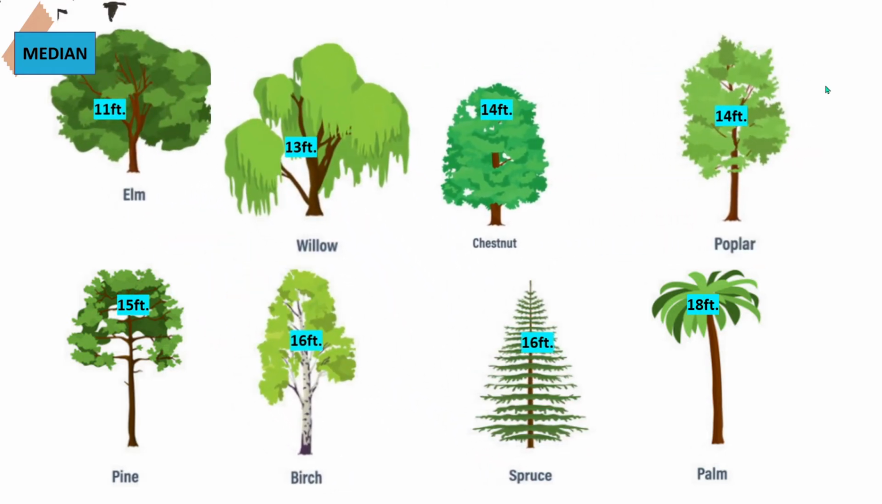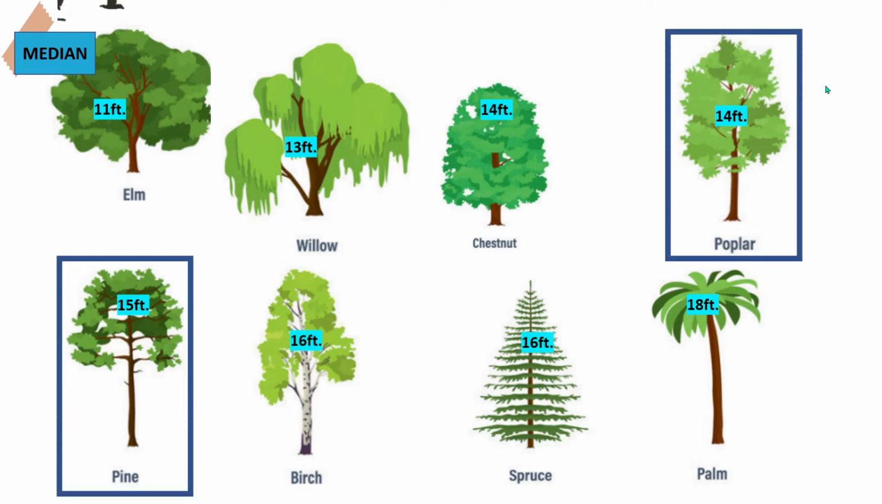In this case, there is no middle since there are 8 trees in the set. So according to our rule mentioned earlier, we will locate the 2 middle data. What are the 2 middle trees? Correct! The poplar tree and the pine tree.